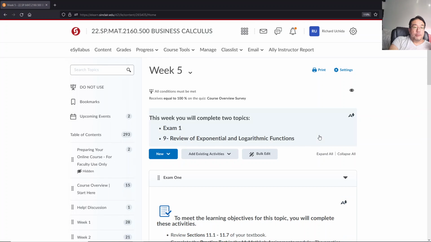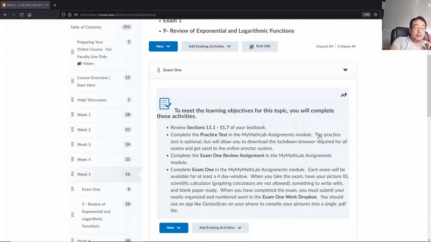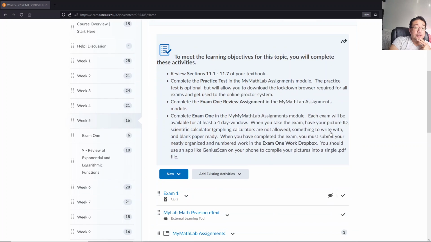So this means we're about a quarter of the way through the semester. There are a few things I wanted to mention. First, an important reminder that the first exam is due by Wednesday. It's available now, and you have until Wednesday. Just a few things to remember.